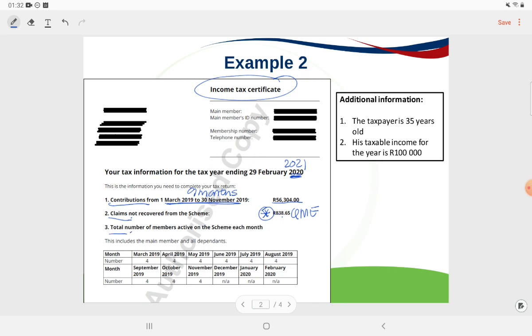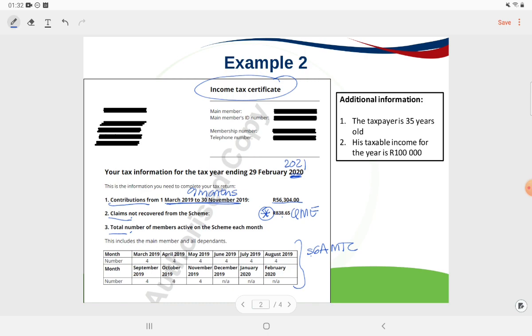The third piece of information here is the number of members who are active on the scheme for each month. This information you'll need to work out your section 6A medical tax credit, because for that you need to know who is on the medical aid scheme, who are the main members, who are the dependents, and then you would apply the different rates for the relevant member or dependent. So we can work out section 6A, and then section 6A also forms part of the formula for section 6B.